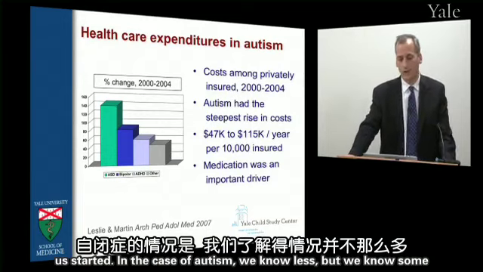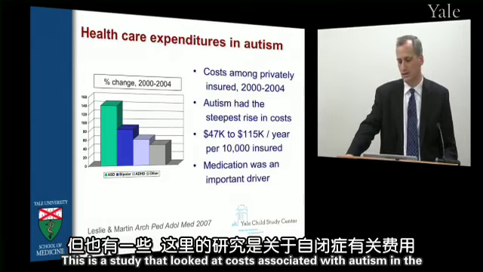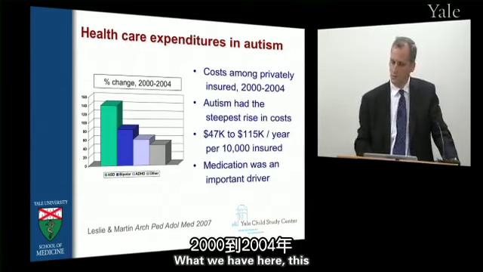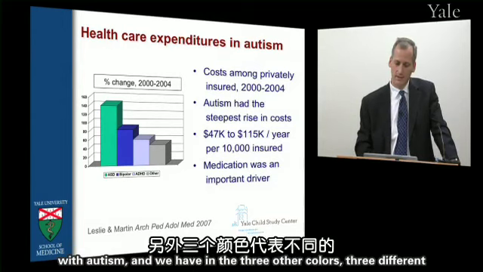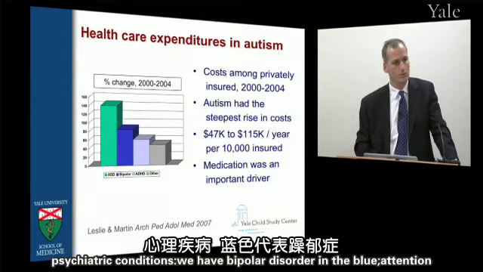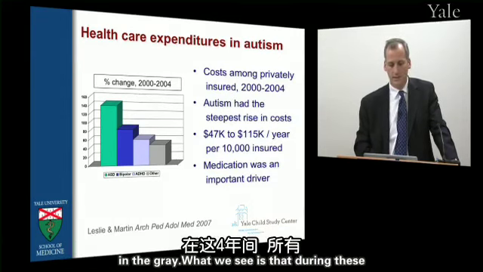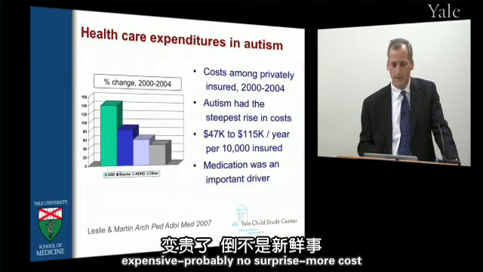In the case of autism, we know less, but we know some. This is a study that looked at costs associated with autism in the beginning of the 2000s, between 2000 and 2004. This is a different coding. In the green, we have what has happened with autism, and in the three other colors, three different psychiatric conditions: bipolar disorder in the blue, attention deficit disorder in the light blue, and other psychiatric conditions in the gray. What we see is that during these 4 years, costs associated with all of these conditions went up across the board. Things got more expensive, probably no surprise.